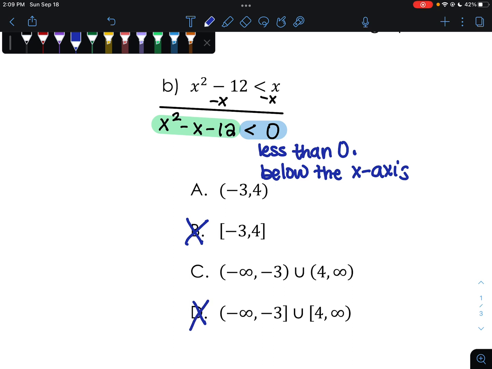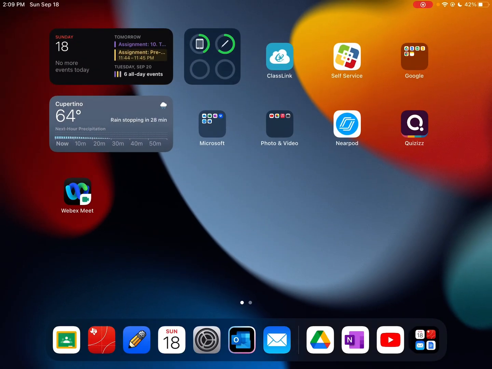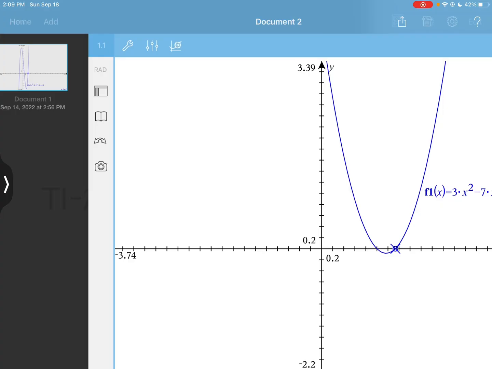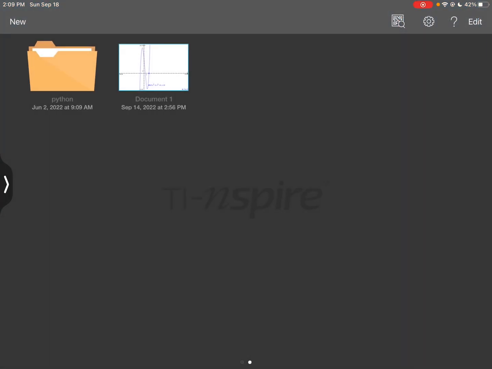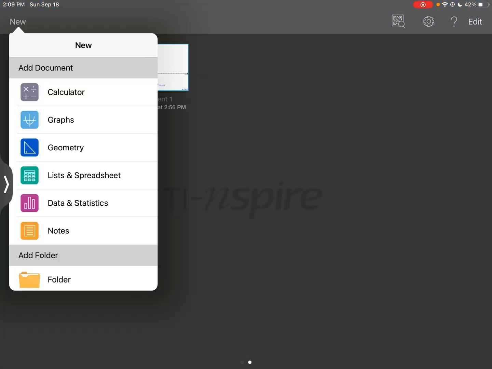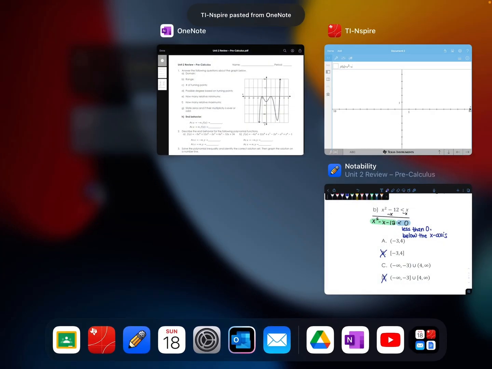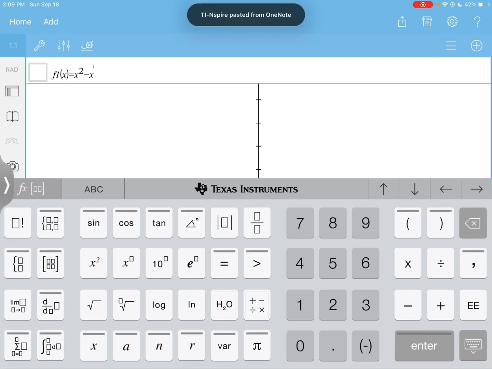So let's go ahead and go to our graph. I'm going to hit the home button. I'm going to get a new document. No, we don't want to save, and we want to add a graph. So we're going to go ahead and graph what we have. We have x squared minus x. Was it minus 12? Yes, minus 12.